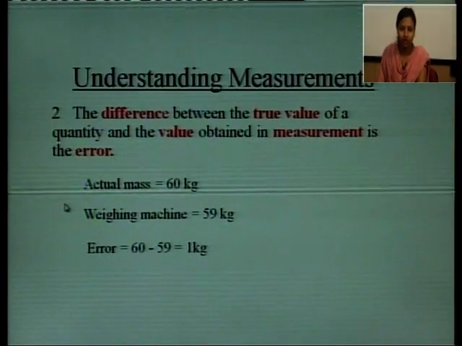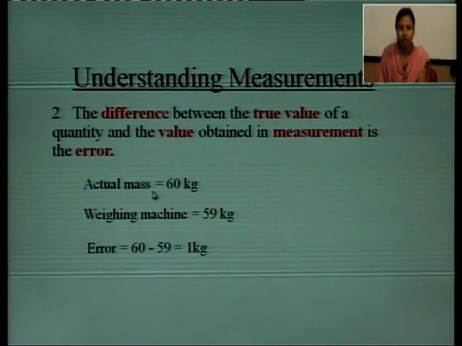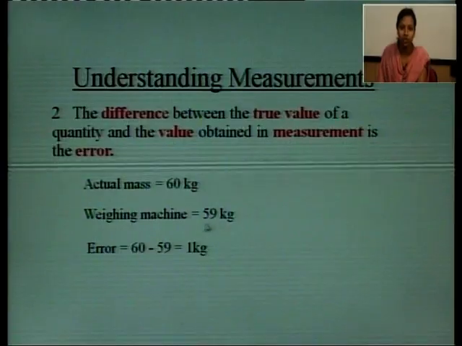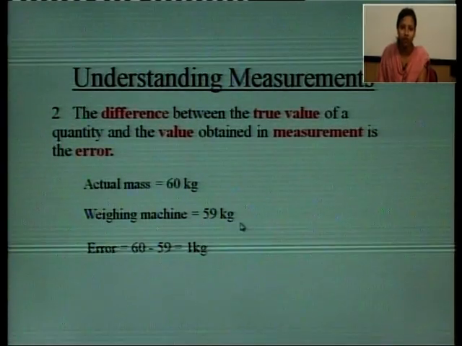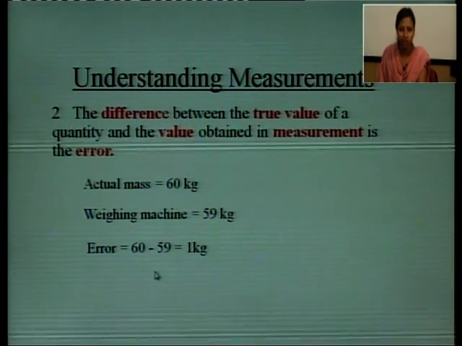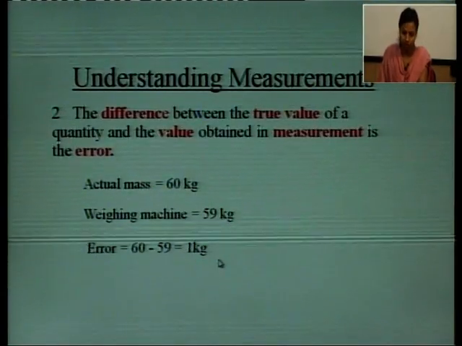So let us take one example. If the actual mass of a body is 60 kg, while the weighing machine measures its mass to be 59 kg, then the error involved during this measurement is 60 minus 59, which is equal to 1 kg.